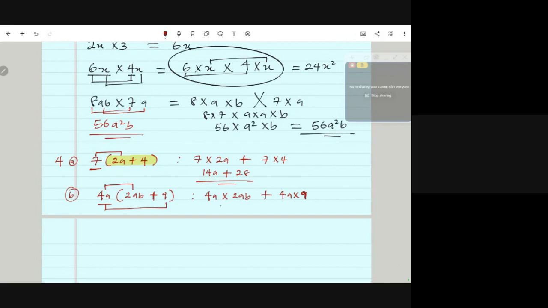So 4 times 2, that's 8. a times a, that's a squared. Then you put the b. Plus 4 times 9, that's 36a. And that's the answer. 8a squared b plus 36a.